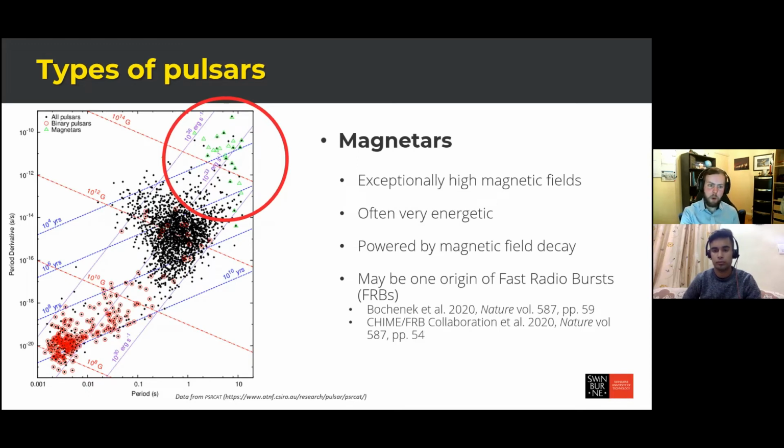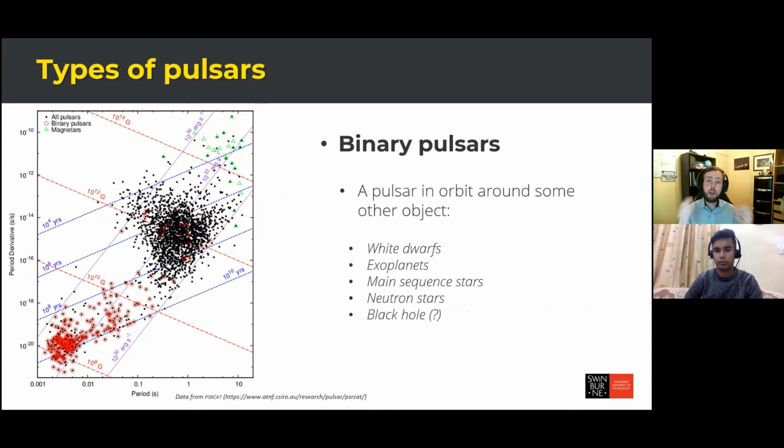Zooming back out a little bit, as the last type that I want to discuss here, there are more broadly just binary pulsars as a whole. Now, you've seen that a lot of them are associated with the millisecond pulsars down at the bottom left of the diagram, but they can occur in other types of pulsars as well. You can see a few of them scattered through the normal pulsars as well. So a binary pulsar is essentially just a pulsar that is orbiting something else.